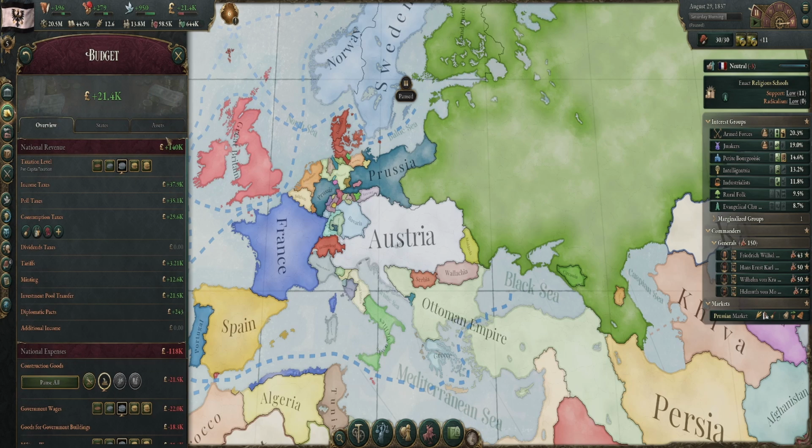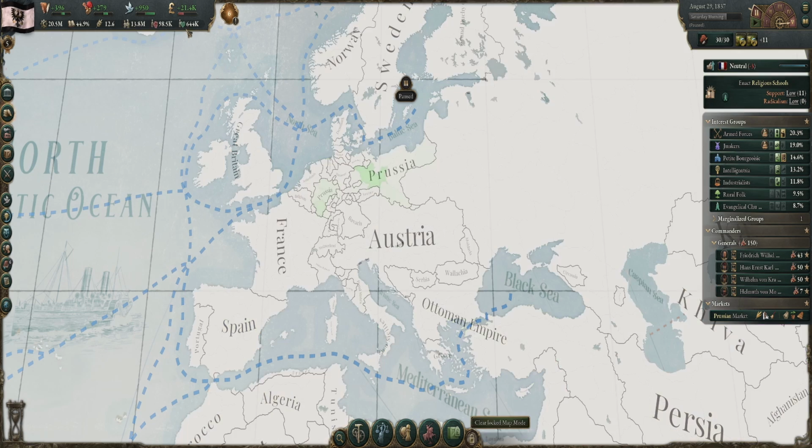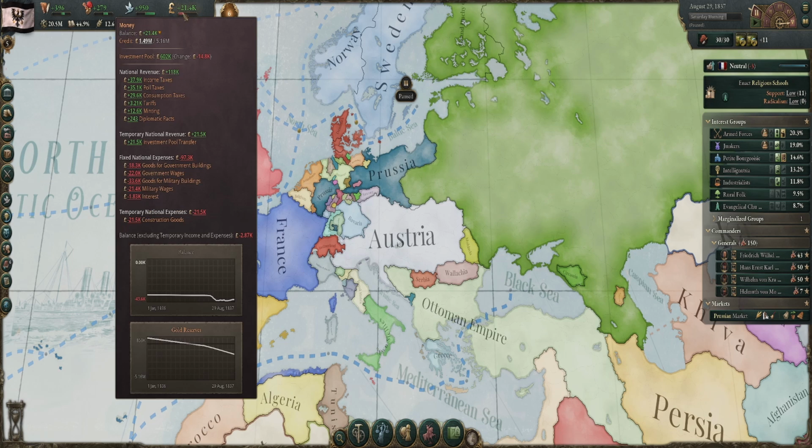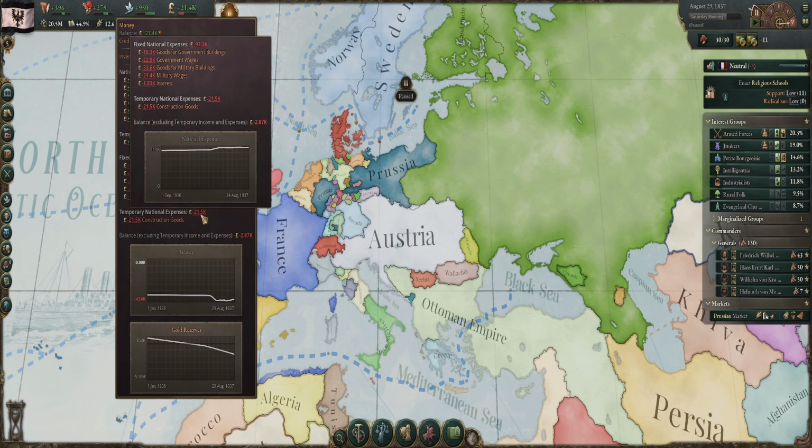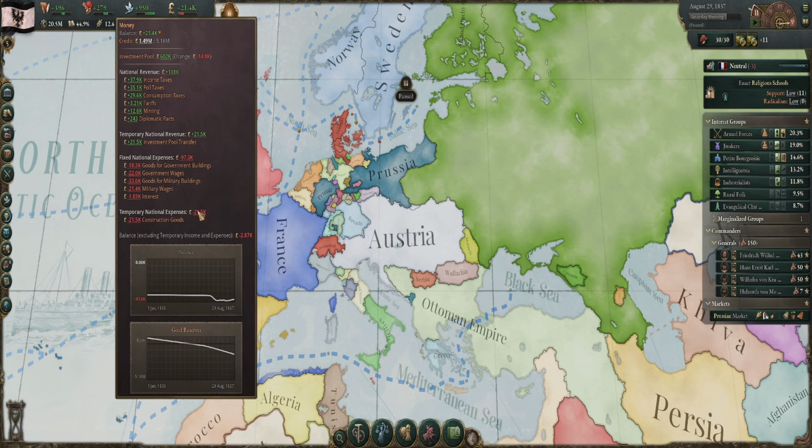Especially if the money is white. Sometimes the money might be white. In this case, you saw a green, you saw a red, and it might be white. This is based on your temporary national expenses and your temporary national revenues. So let us say that the investment pool transfer of 602K is gone. Now there's $0 here, so now I'm having to put forth the nation's money directly into here.